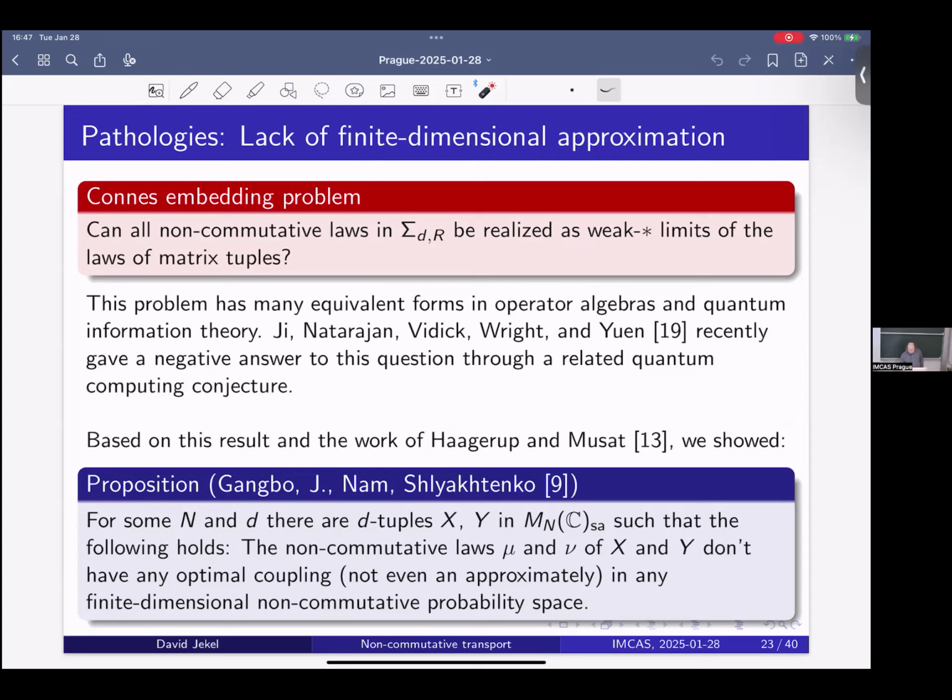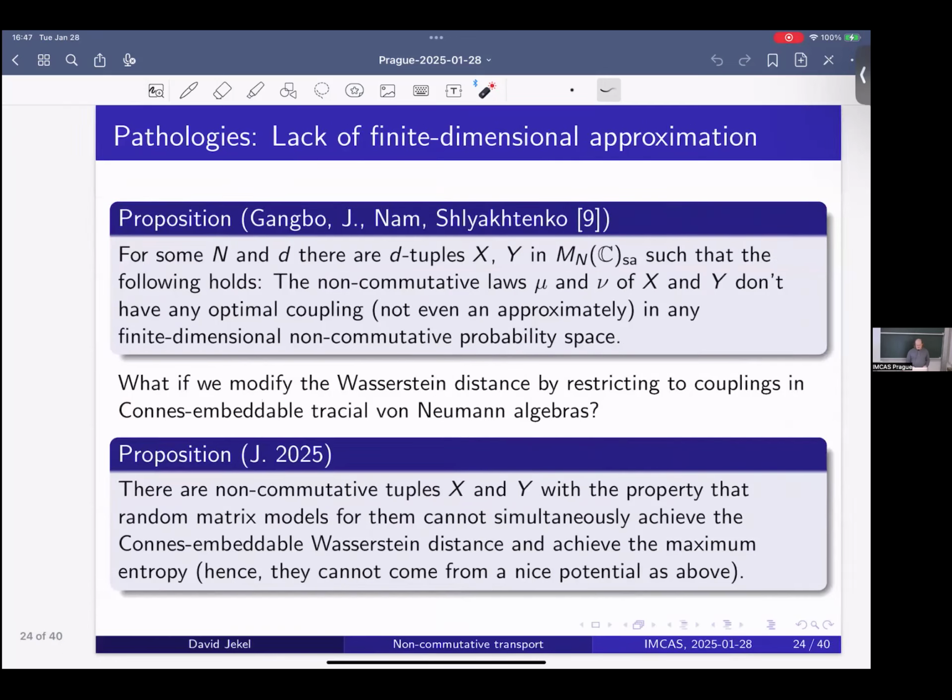Okay, so, right. Like I was saying, there are these pathologies in the non-commutative setting, right? It's not separable. You don't have finite dimensional approximations.